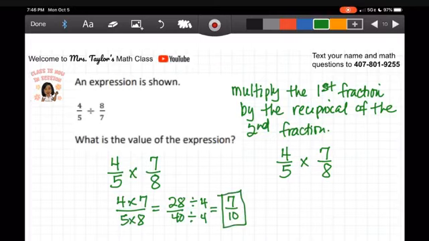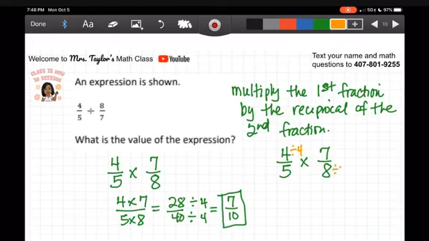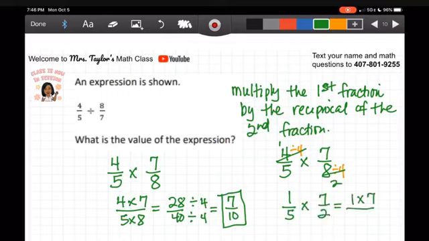But another way to do it is to simplify your factors before you multiply. So here I know that I can say 4 divided by 4 and 8 divided by 4. And then I can rewrite this problem as, that's a 1 here, a 2 here. I can say 1 over 5 times 7 over 2. And I get 1 times 7 and 5 times 2. And I get my 7 over 10.